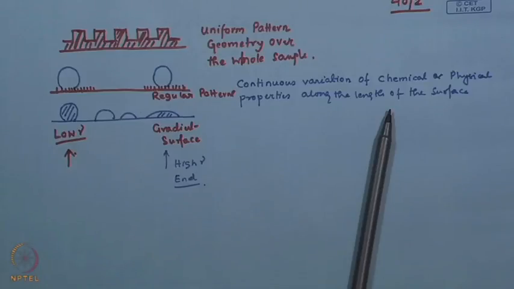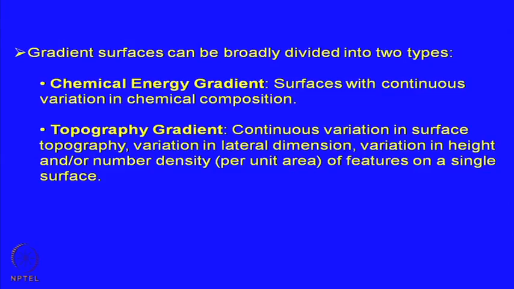The other possibility, and let me also tell you that from the standpoint of fabrication, chemical energy gradients are more common, they are easier to fabricate, and there are quite a few methods already available. I will briefly tell you some of the existing methods of fabricating these gradient surfaces, and then specifically take up one interesting case study by which one can fabricate a topographic gradient, which is based on a soft lithographic approach. That will make things easier to understand for you.